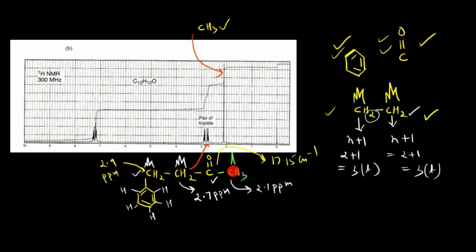So if this is the correct structure, then what is the name of this particular compound? To name this, say this is your carbon number 1, this is carbon 2, this is carbon 3, this is carbon 4.